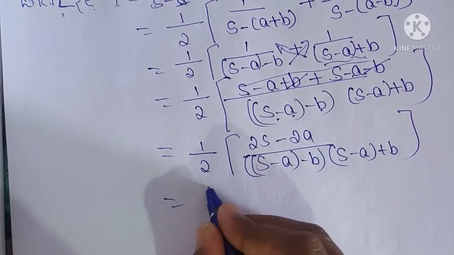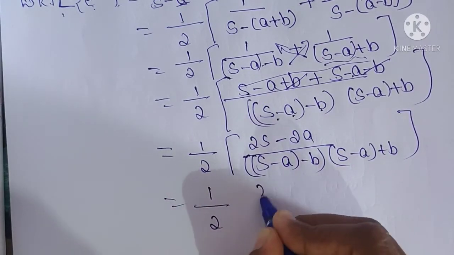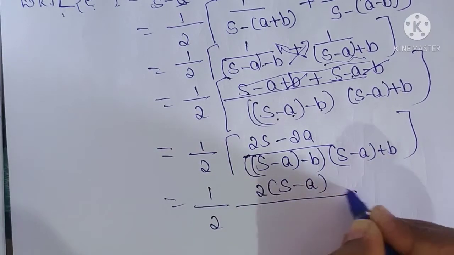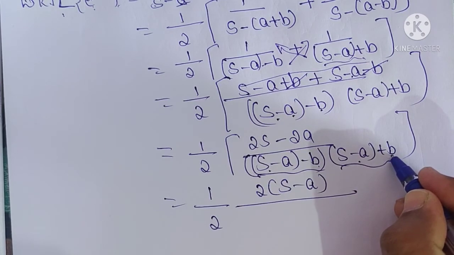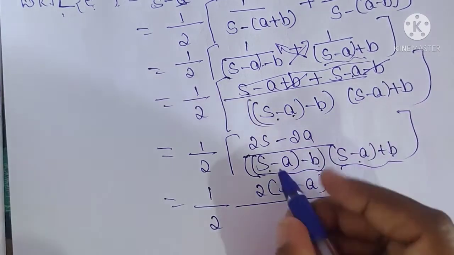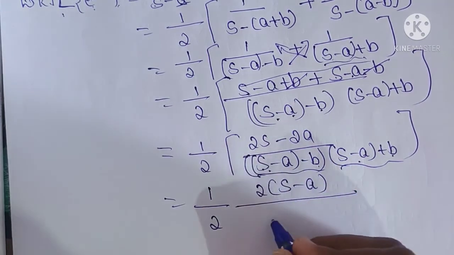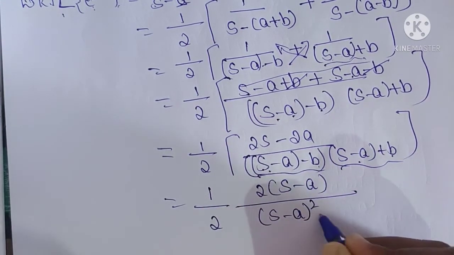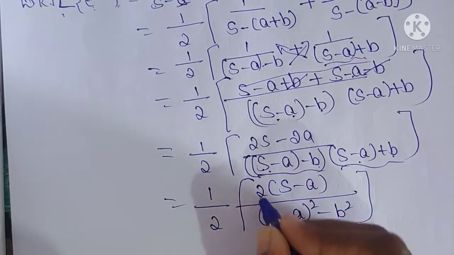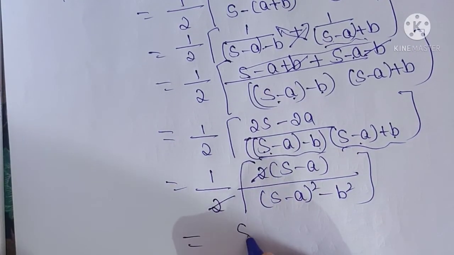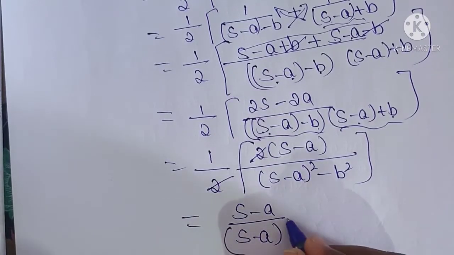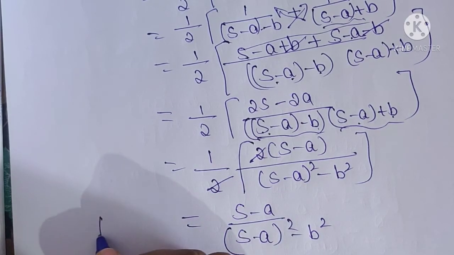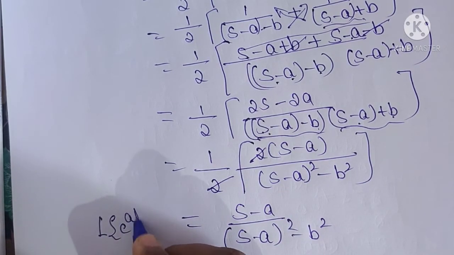Here 2 is common, you take it out. Remaining s minus a divided by, this term is of the form a minus b into a plus b, which can be written as a square minus b square. Here in place of a, s minus a is there, that is (s minus a) whole square minus b square. The 2 gets cancelled, remaining s minus a divided by (s minus a) whole square minus b square. This is the Laplace transformation of e power at into cos h of bt.